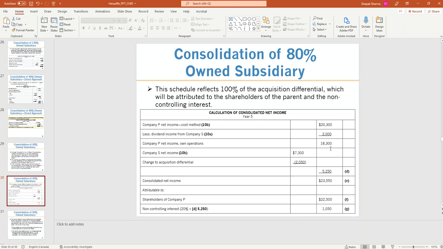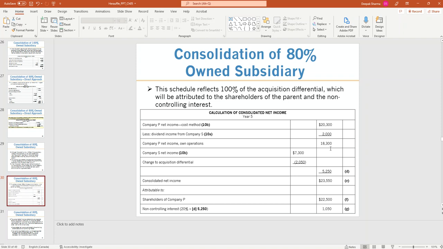So here is an example. We did the same thing. We look at company P's income of 20,000, and we take out the dividend, which was $2,000 from the company, which is reversed back, and now the company's net income, which is just from its own operation, is 18,300. Then you look at the company S net income, which was 7,300, and you add that with the parent's net income, and your consolidated net income becomes 23,550. So this is at a 100% level.